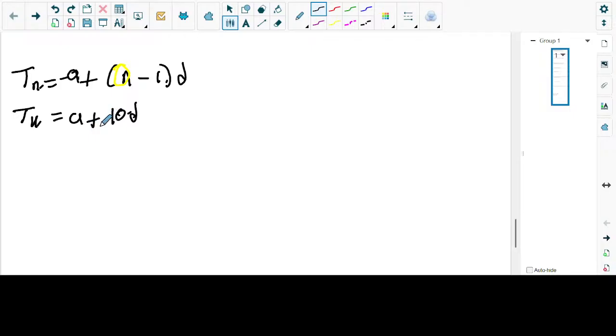Term number 8, again. T8 is going to be equal to A plus, highlight there. On the end, I could just show them on the formula that we just came up with, which we get from the information sheet. We highlight that, we're going to put 8. It says 8 minus 1. What is going to be 8 minus 1? 7D.